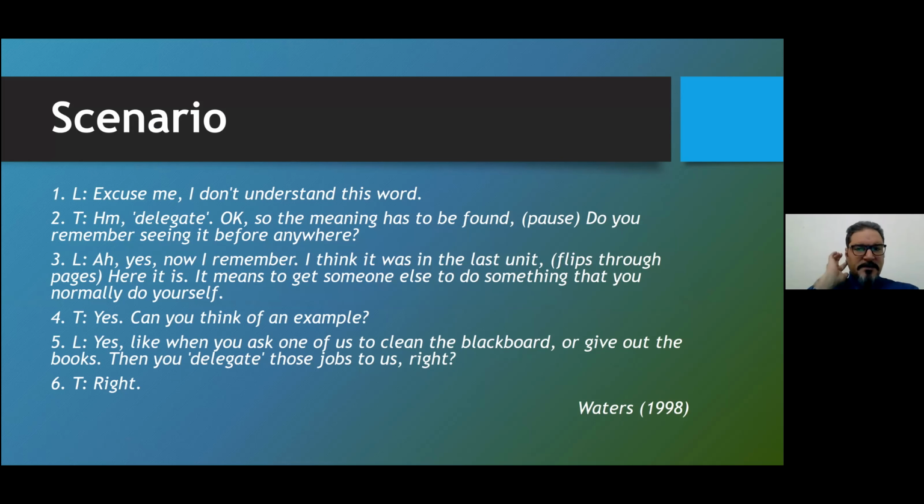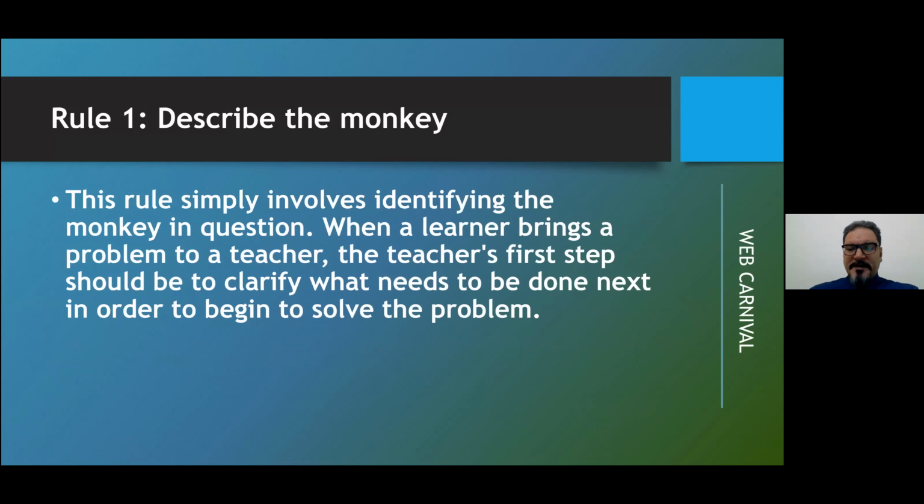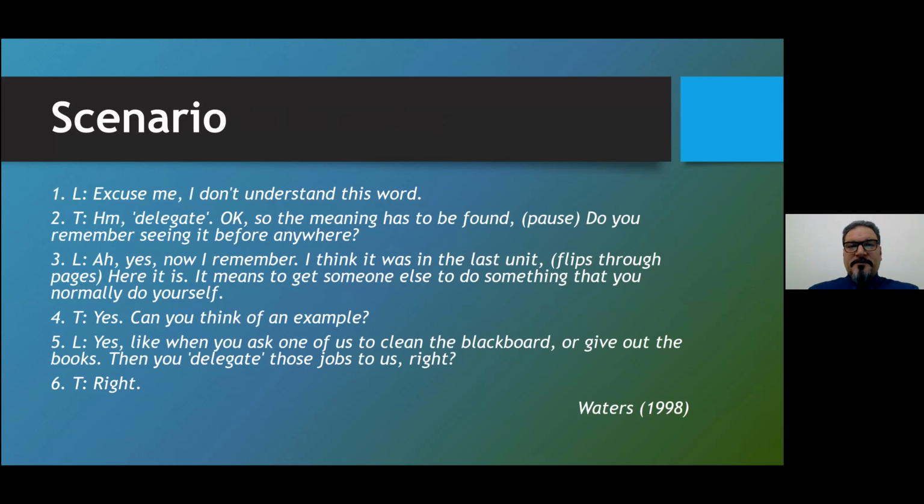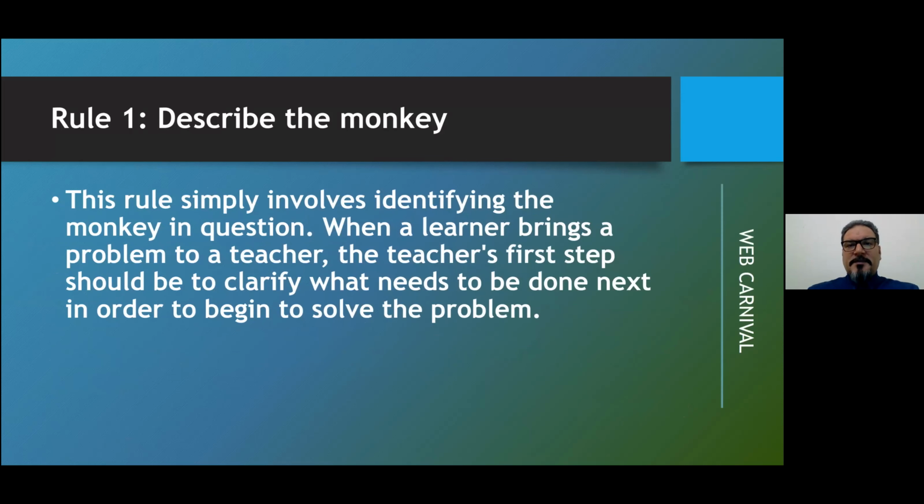So you can remember the scenario. I remember, I think it was the last unit, and that kind of just proposing the question back to the student and wanting him to answer the question. The first, what happened in this scenario? The first thing is describing the monkey. So what happens here? This rule simply involves identifying the monkey in question.